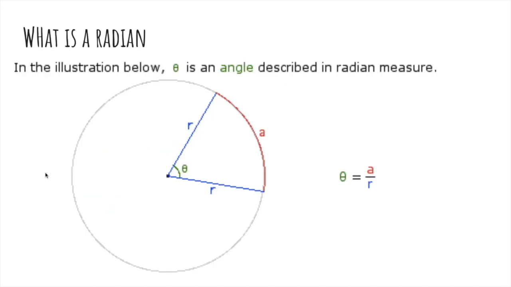So next, what exactly is a radian and how does it work? In this illustration below, theta is an angle described in radian measure. This equation shows exactly what theta is equal to when we're using radians. Theta is a, which is the arc, over the radius, and that's how you find the degrees in radians.